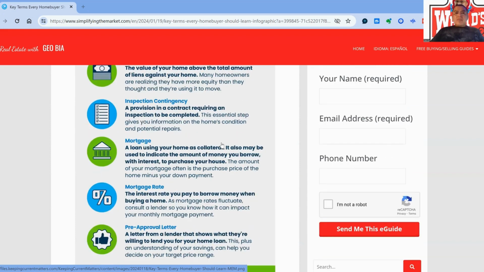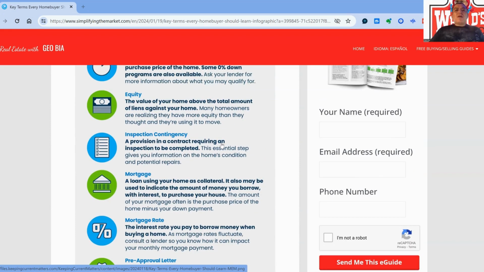Equity. The value of your home above the total amount of liens against your home. Many homeowners are realizing they have more equity than they had thought, and they're using it to move. Inspection contingency, a provision in a contract requiring an inspection to be completed. This essential step gives you information on the home's condition and potential repairs.